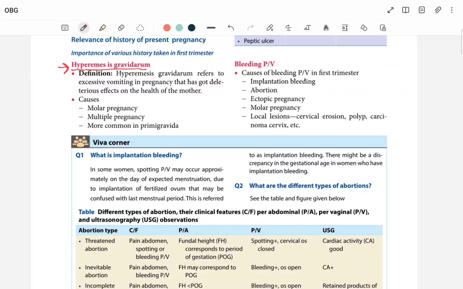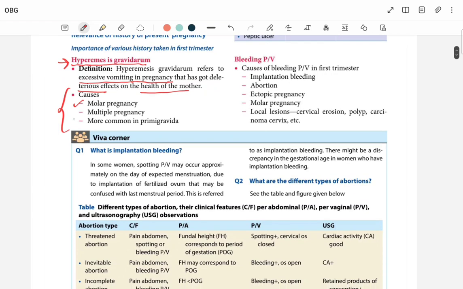So hyperemesis gravidarum, what is it? Hyperemesis gravidarum refers to excessive vomiting in pregnancy that has got deleterious effects on the health of the mother. So, the causes of hyperemesis gravidarum are molar pregnancy, multiple pregnancy, and it is more common in primigravida.